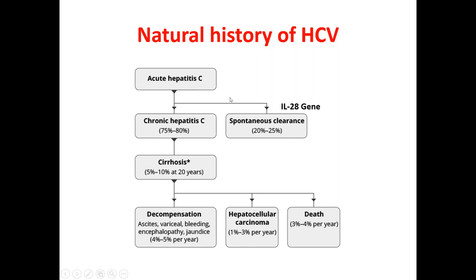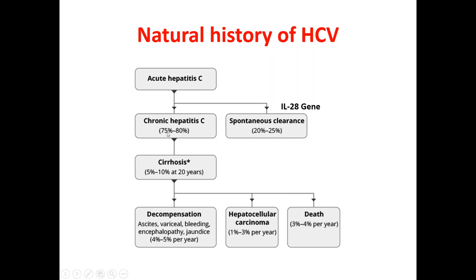Now, what is it that can control it? Studies have shown that interferon lambda plays a key role in control of hepatitis C virus infection. The gene involved in interferon lambda expression is the IL-28 gene, and individuals producing a large amount of this interferon lambda are able to clear the virus, which can occur in around 20 to 25% of patients. Individuals having a favorable genotype of the IL-28 gene will be able to control and clear the virus. The rest of the people will land up with chronic HCV infection.